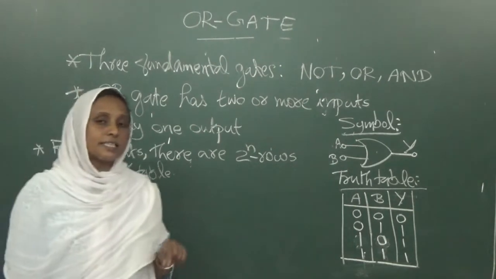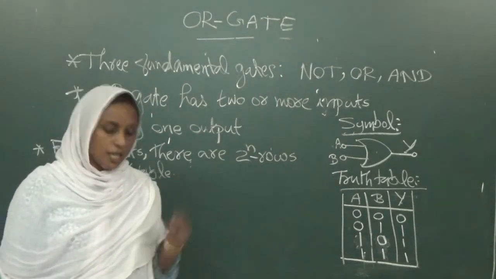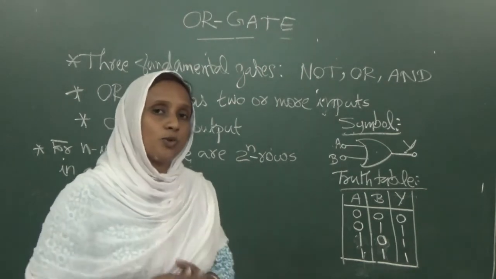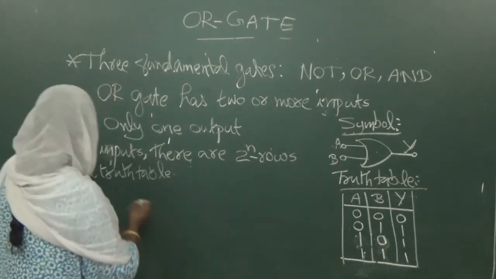Okay. So what is the peculiarity of OR gate? If all the inputs are low, then the output is also low. That is the result. Okay.